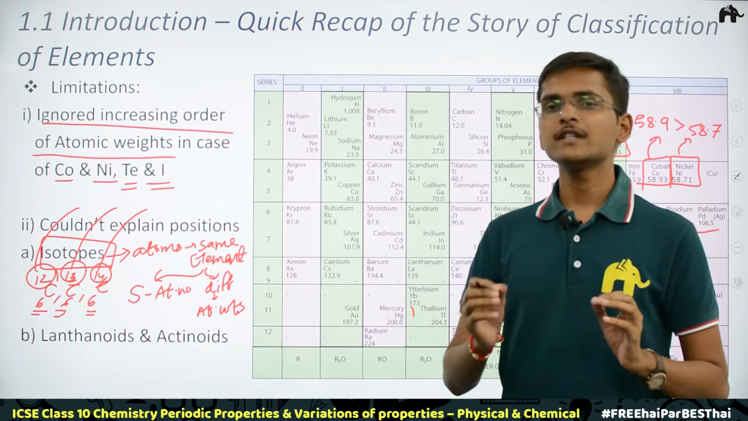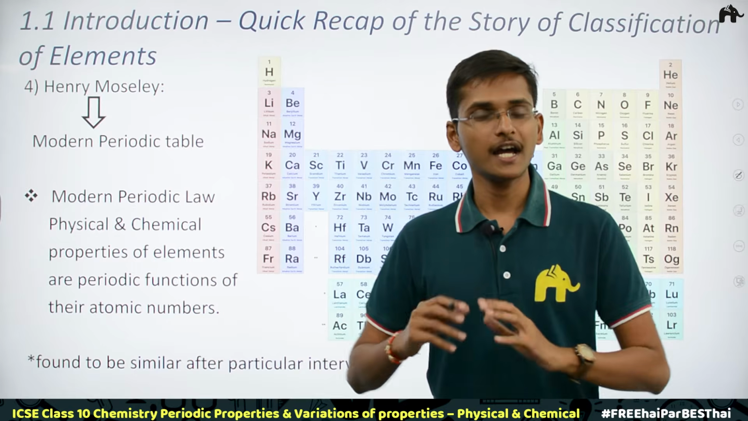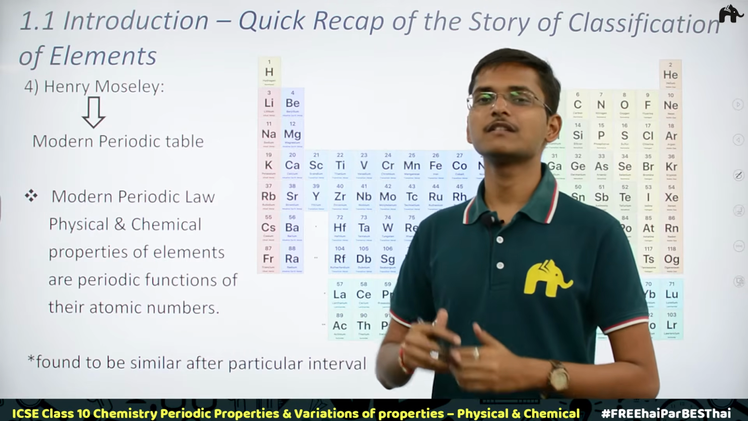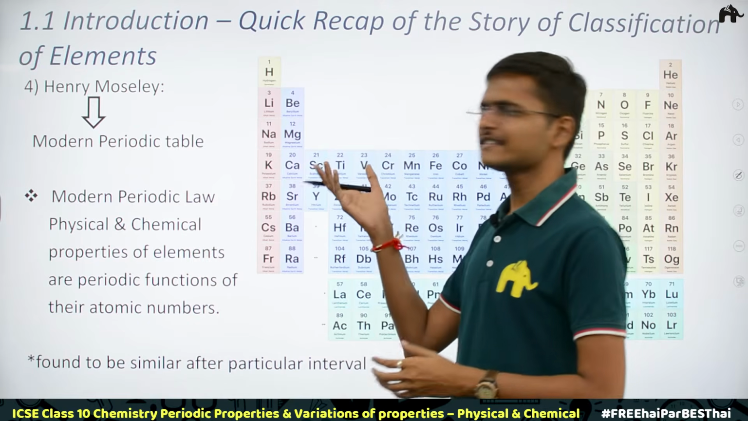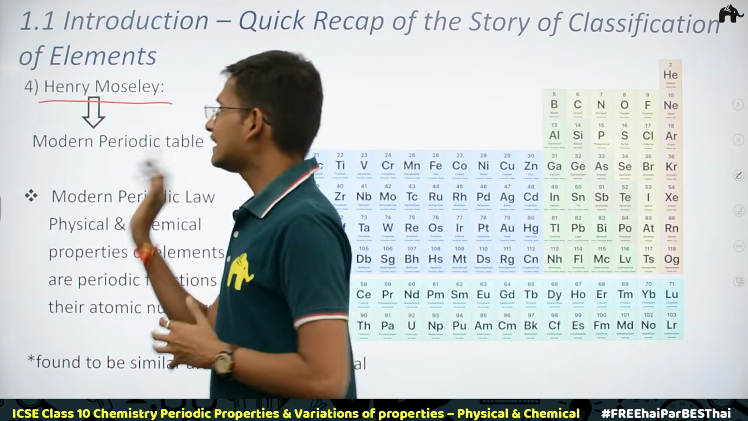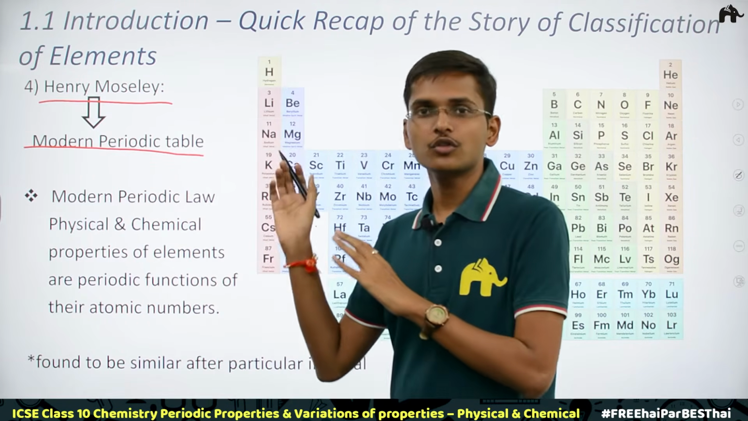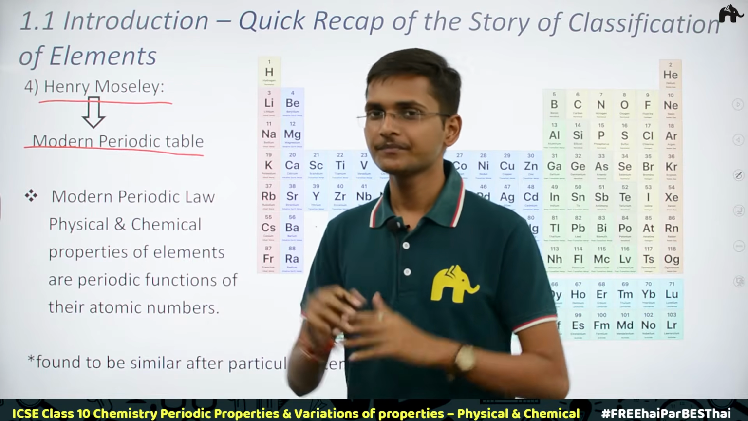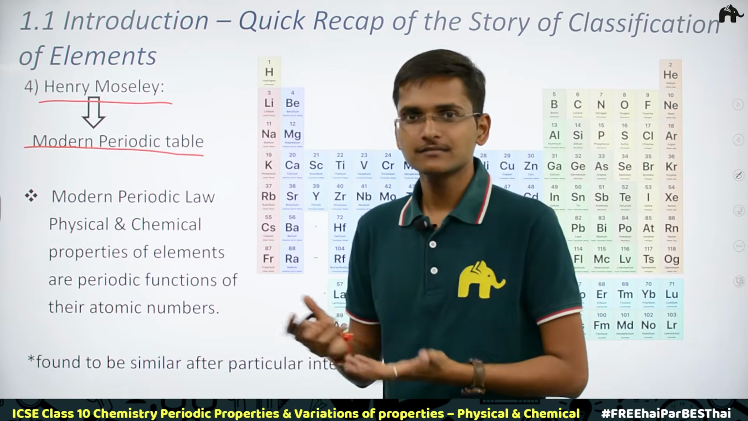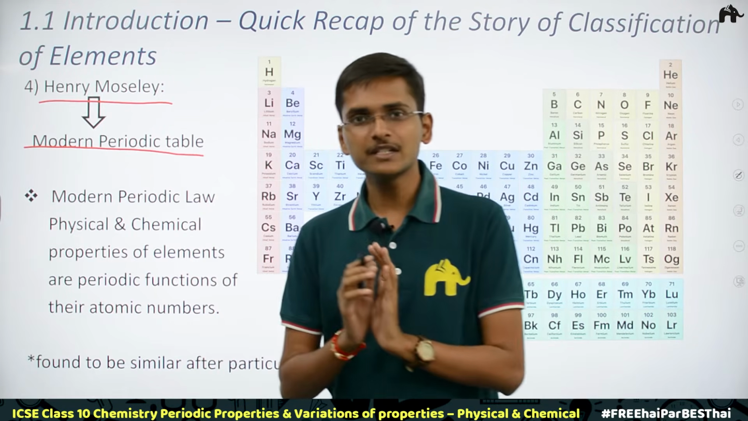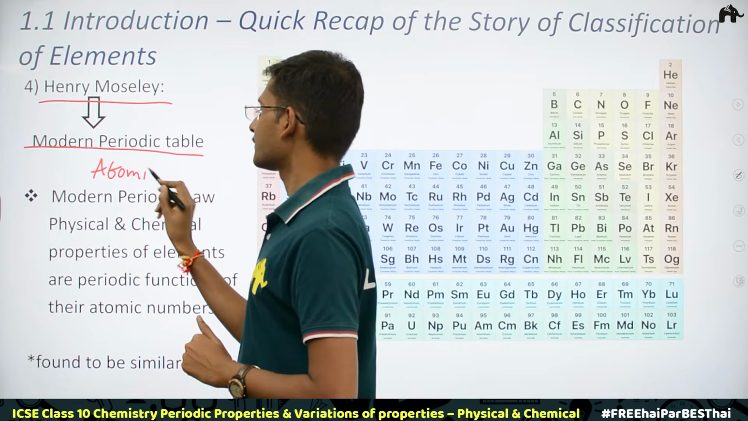The answer is very simple, and you're definitely going to get to know this in a couple of minutes. The answer to your question is given by the second hero of our story. Yes, our story has a second hero, and he is Henry Moseley. Yes, he gave us the modern periodic table, and the principle he followed for classification of elements solved the problems of Mendeleev's periodic table. Now, what he actually did is very simple. He arranged the elements in the increasing order of their atomic number.